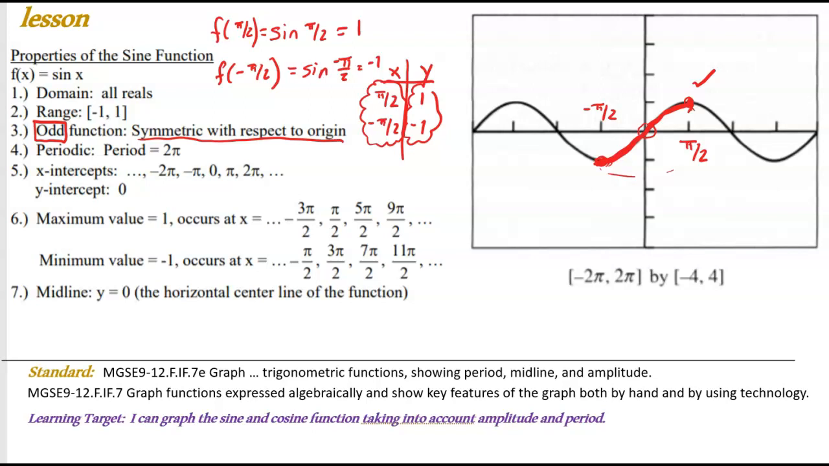Okay. All right, so we know the domain. The domain is all real numbers. You can plug any number in. Those are my inputs. The inputs can be any real number. The outputs, the range, is only numbers between -1 and 1. The curve never goes above 1 and never goes below -1. And then we've reviewed what it means to be an odd function.